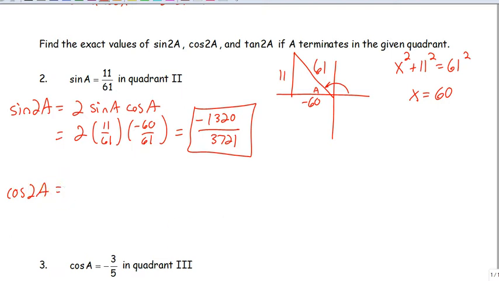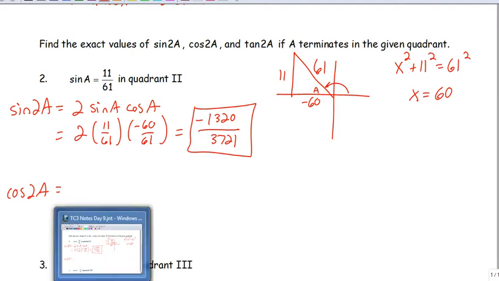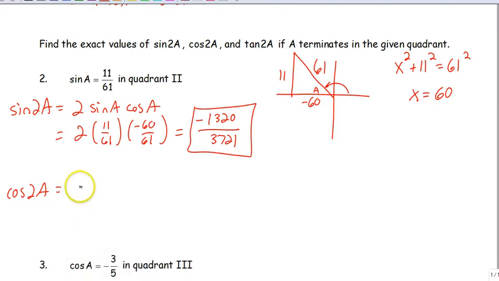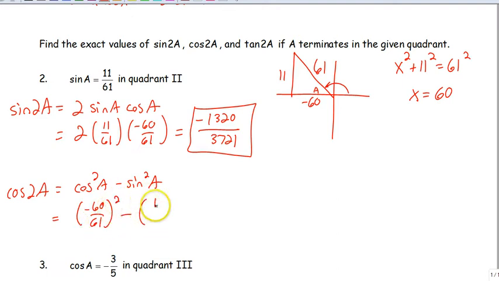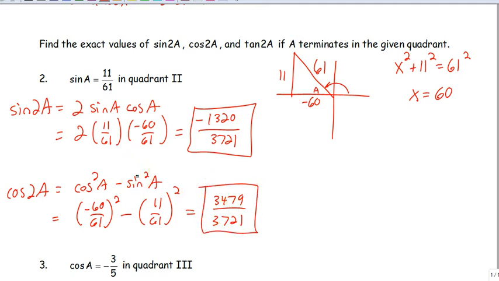Now, cosine of 2a, there are 3 formulas we can use. There's cosine squared minus sine squared, and then there's the other 2 where you change the cosine squared to sines or sines to cosines. I'm going to just use cosine squared minus sine squared. So I get cosine is negative 60 over 61, quantity squared, minus 11 over 61, quantity squared. When you do that math, you should get 3479 over 3721. Alright, so that's sine of 2a and cosine of 2a.